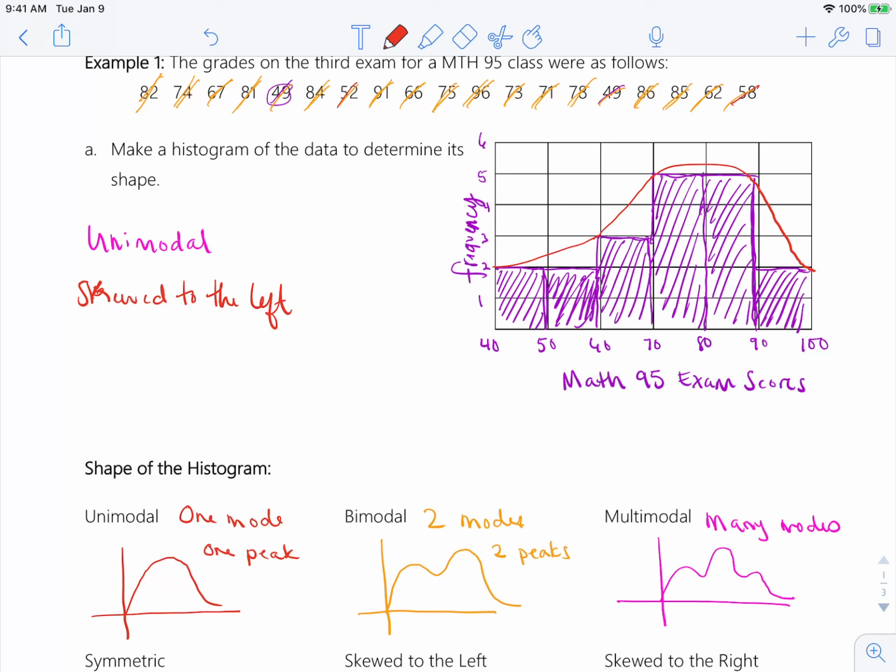Okay, needs a little work. Okay, we're going to stop the video here and we'll come back to do more definitions.